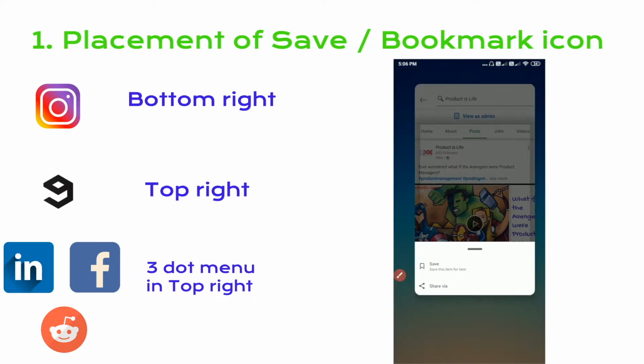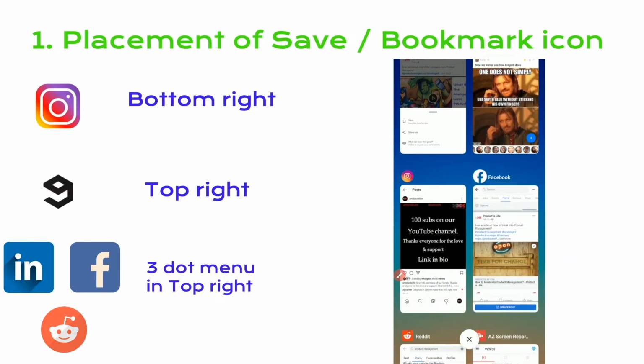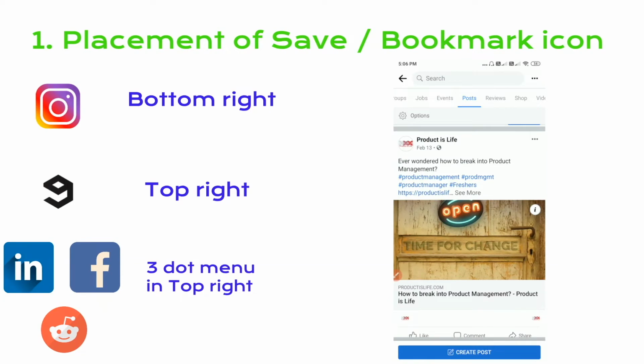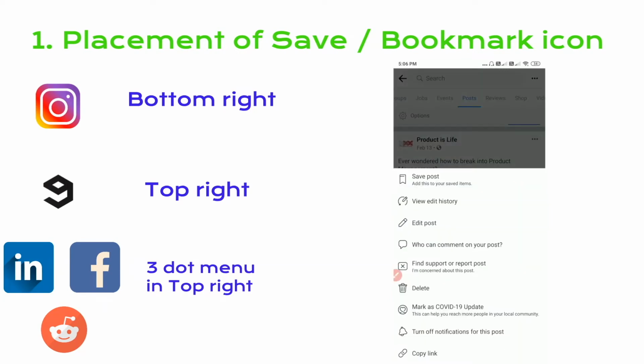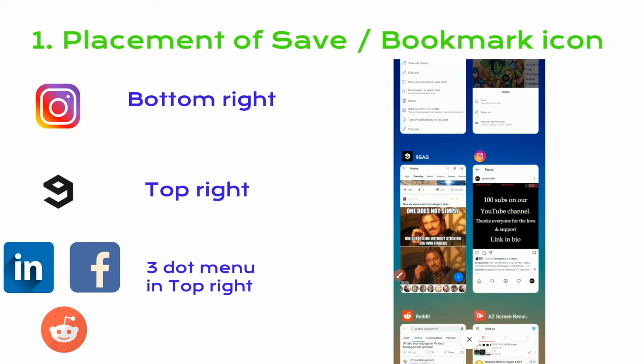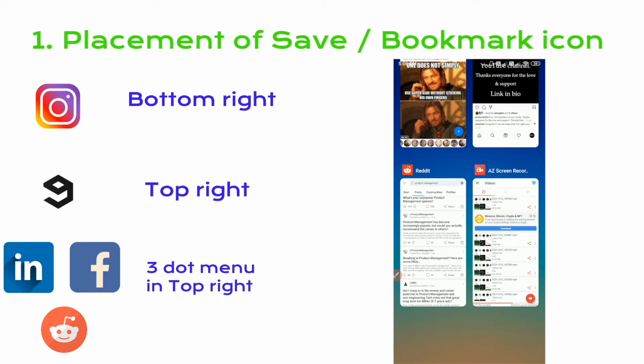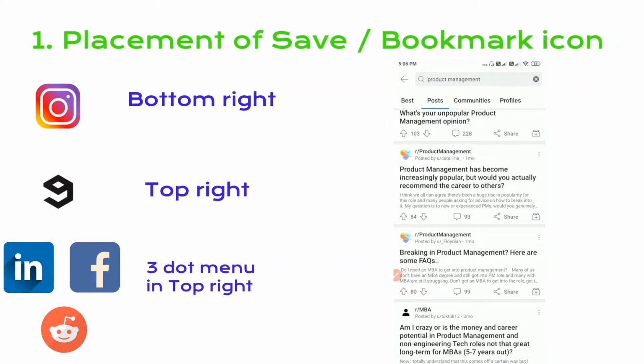Same is the case with Facebook. Let's check Facebook. There you go. Here also we have this 3-dot menu and the option to save is inside the 3-dot menu. Let's also check out Reddit. And here we have Reddit. Here also we have this 3-dot menu and the option to save is inside the 3-dot menu.